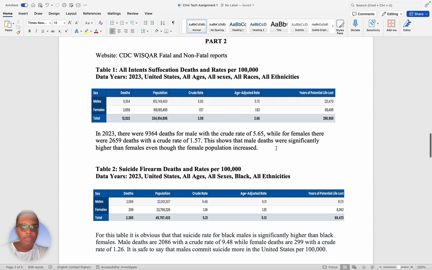This shows that male deaths were significantly higher than females, even though the female population increased. As you can see here, the population increased for the females. However, it still gave a lesser crude rate. And the death count right here at 2,659 is also lower.